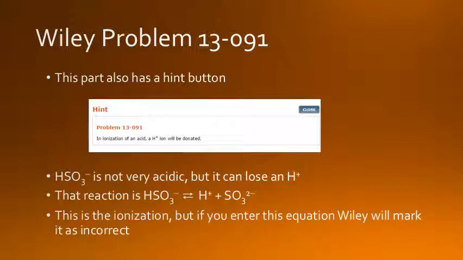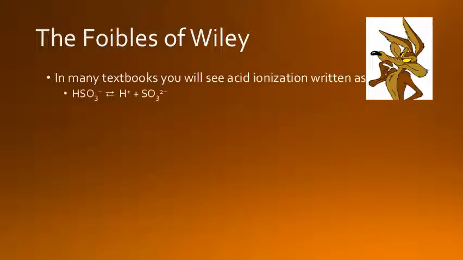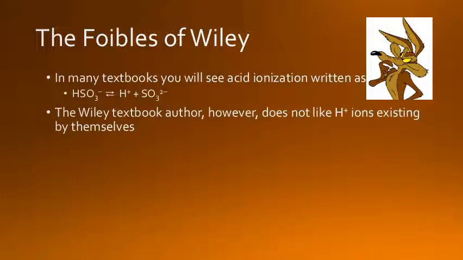However, if you enter this equation into Wiley, they're going to mark it as incorrect. So let's talk about that. In other textbooks, you certainly will see acid ionization written just like this. We've got our acid in equilibrium with H plus and the conjugate base. The Wiley textbook, however, doesn't like H plus ions, and I can kind of see where they're coming from. It's a subatomic particle. It won't just float around. It's going to combine with something like a water molecule. So H plus by itself, bad.